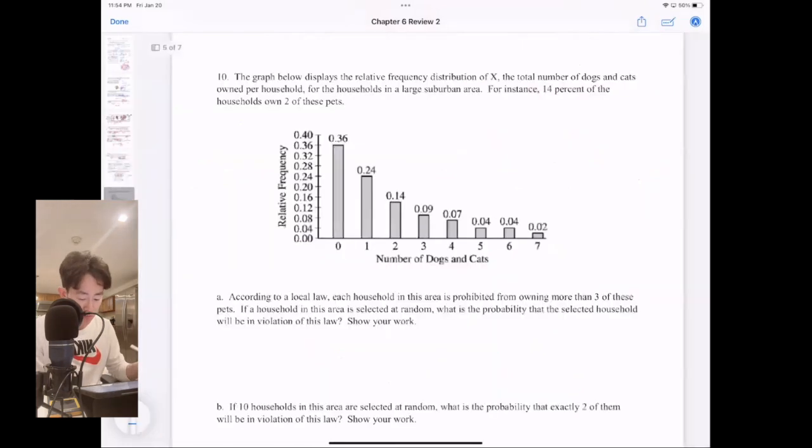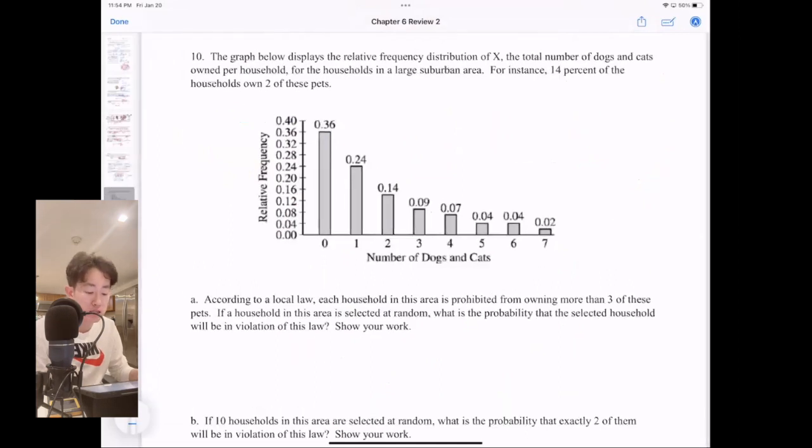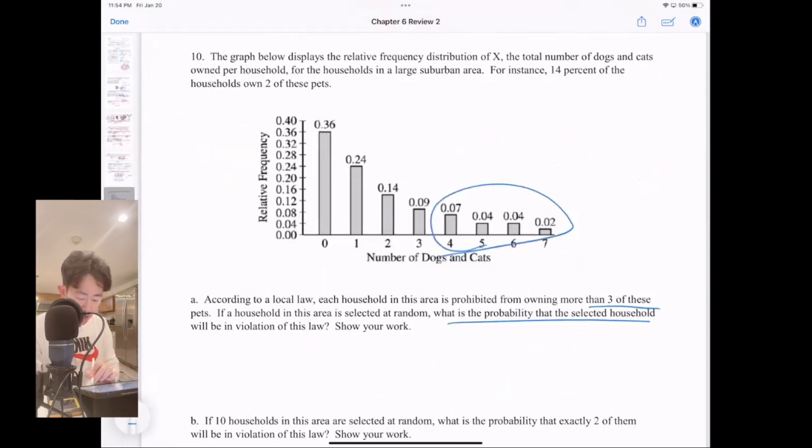All right, last question, part number 10. The graph below displays the relative frequency distribution of X. According to the local law, holding more than 3 means these guys. What is the probability that a selected household will be in violation of this law? So let's add all these up. That should give you 0.17.